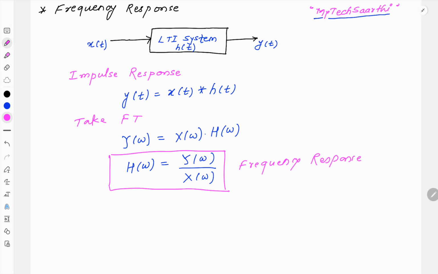And from this frequency response, if we want to find the impulse response, we need to take the inverse Fourier transform. For H(omega), we will get h(t), which will be the impulse response. So let us take a simple example.